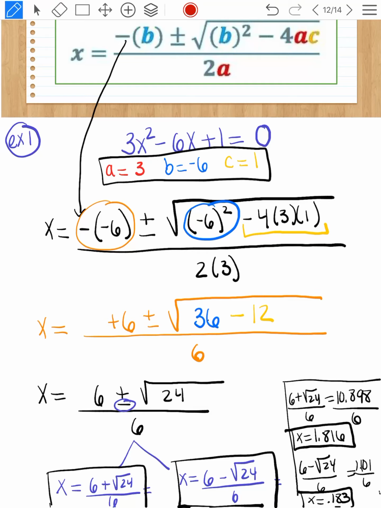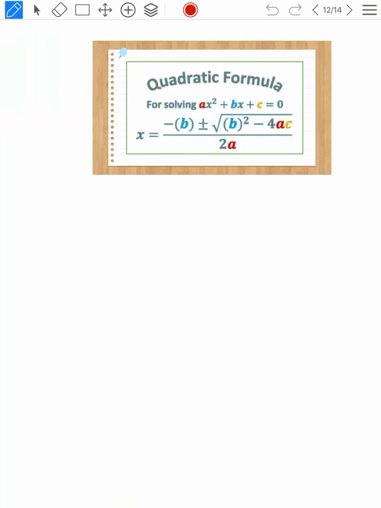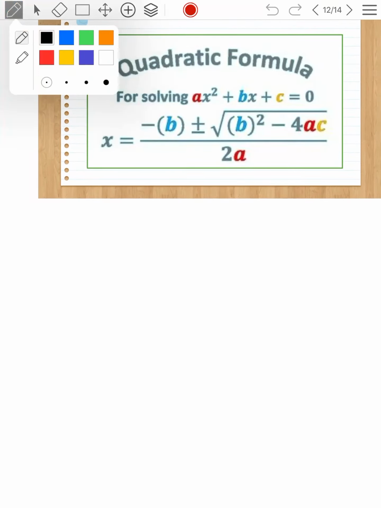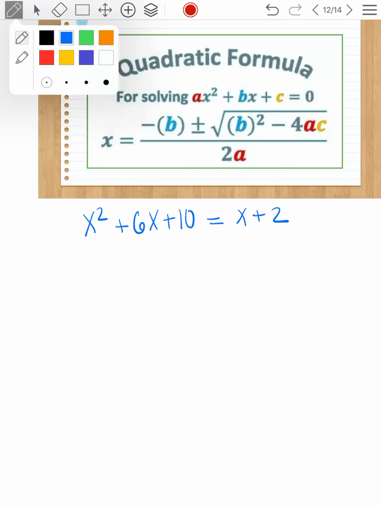Okay, I'm going to clear my board here and we're going to take a look at one more example where the solutions are imaginary. So I'm going to erase this. If you need to see this for a second, you might want to pause. I'm going to zoom back so we can see our quadratic formula again. And I'm going to give us one more problem. So this time we're going to do x squared plus 6x plus 10 is equal to x plus 2.